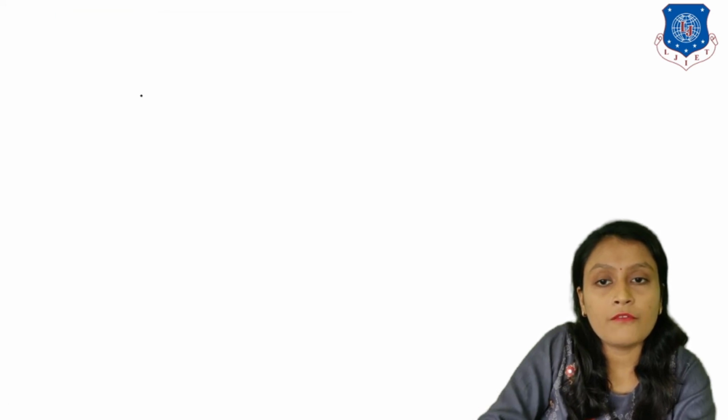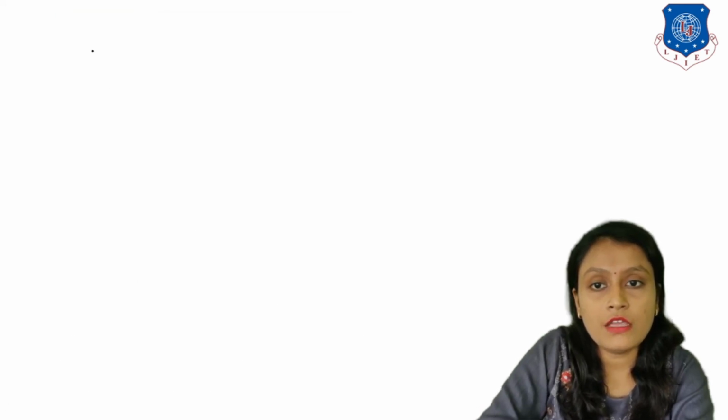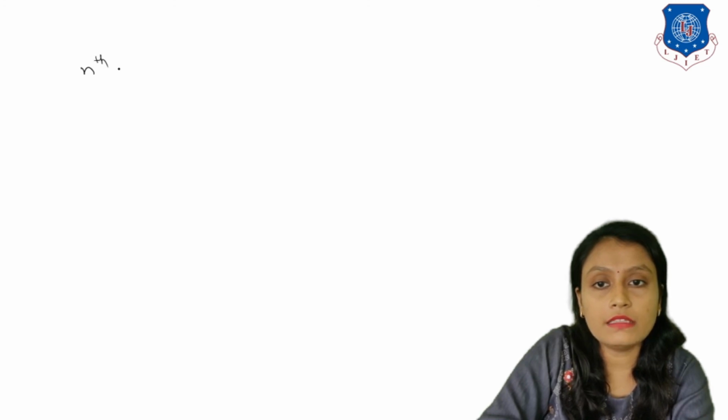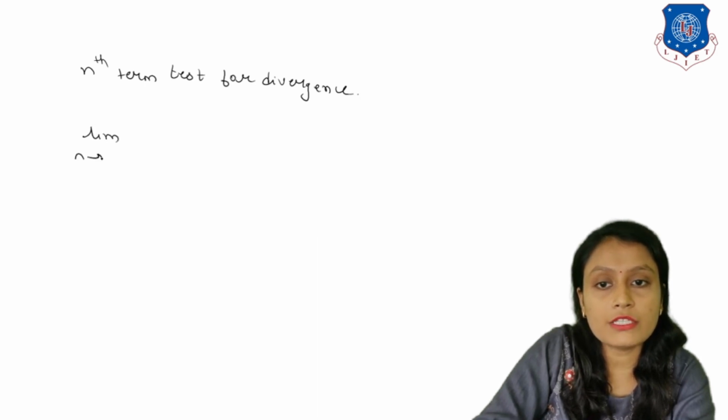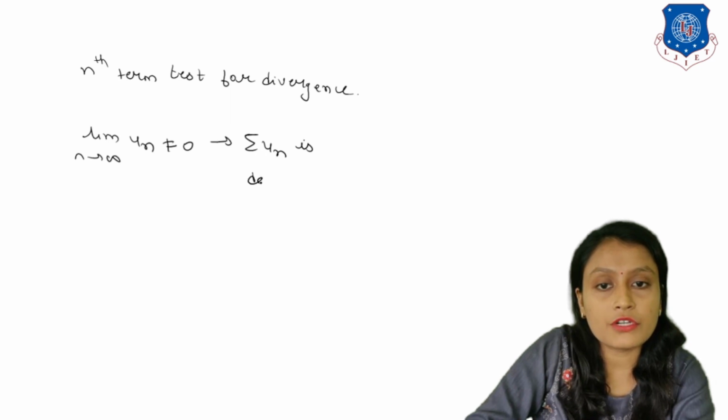So what we have studied in today's session, firstly we studied the nth term test for divergence. So what we have here, that is if limit n tends to infinite un is not equal to 0, then we can say that this series un is divergent.